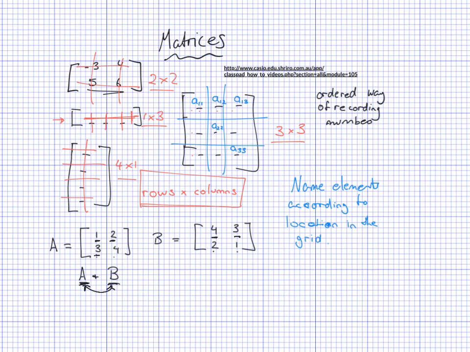All right. Now A and B can be the same if two conditions are met. Their rows and columns match, and elements are the same in each position. Okay, so two conditions. And only if these two conditions are met will the matrices be the same. And now we're going to have a look at some operations with matrices.